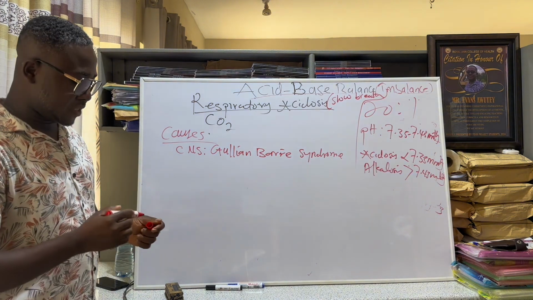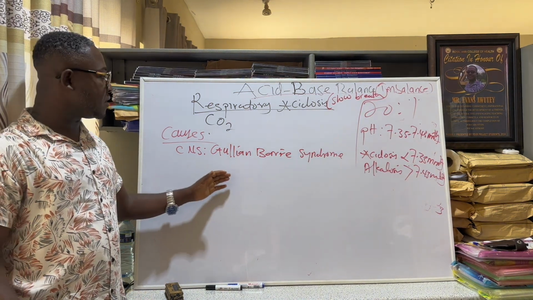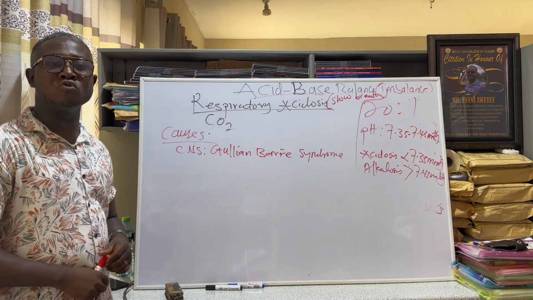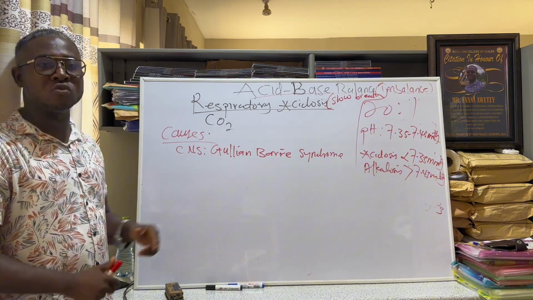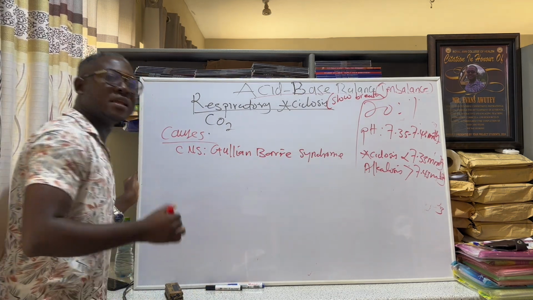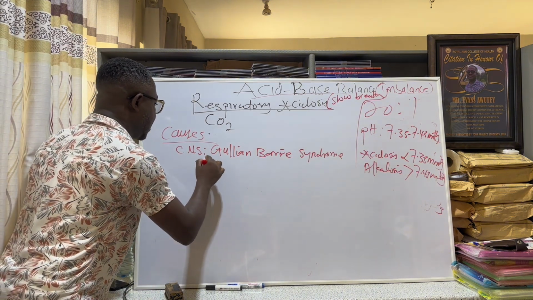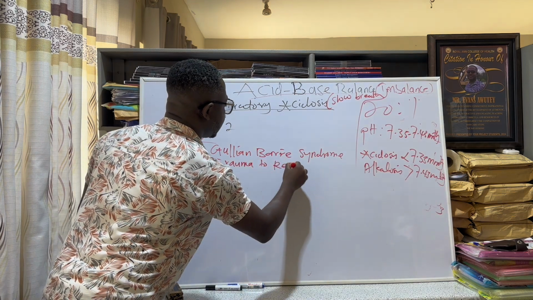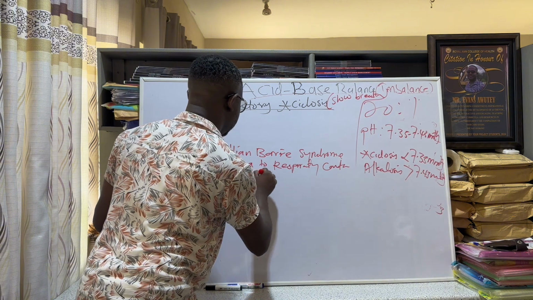Guillain-Barré syndrome is just about demyelination of the nerves, and if it is from the central, if it is from the hypothalamus where the respiratory center is, that means that the individual will not be able to breathe better, and that will cause the individual to retain carbon dioxide, and that will lead to what? Acidosis. Then we also have a hypothalamus issue. Maybe there's a trauma or injury to the respiratory center. So trauma to the respiratory center in the hypothalamus.